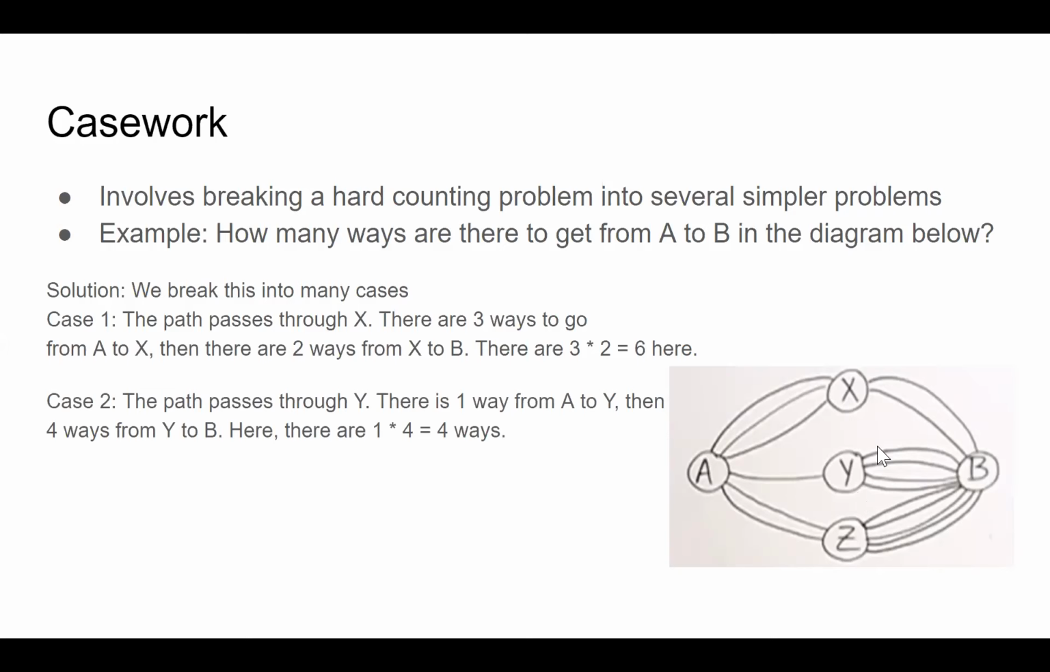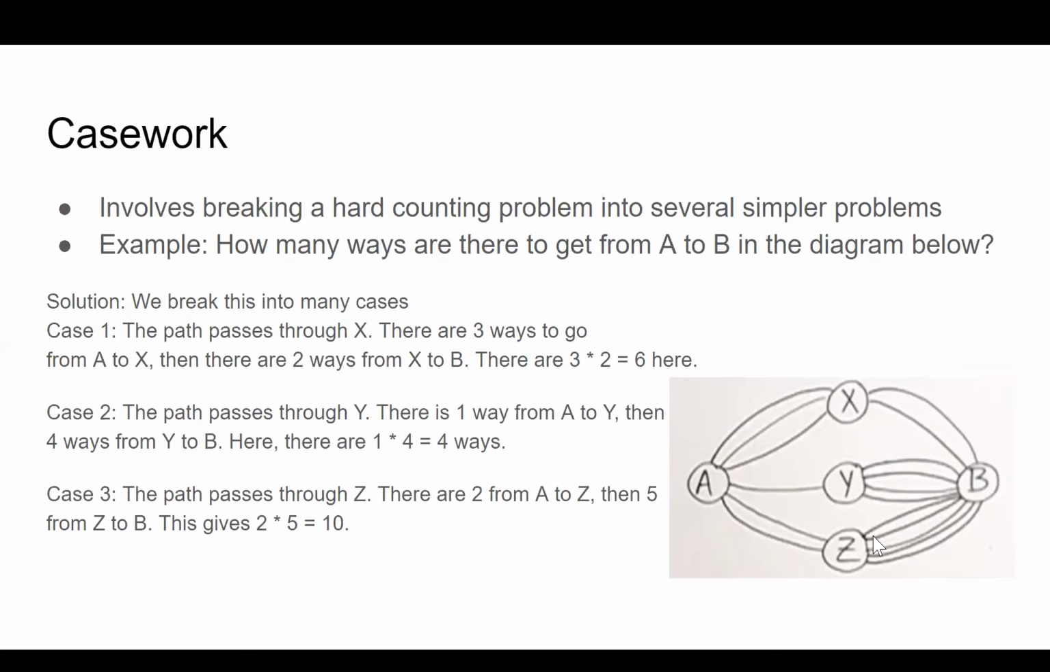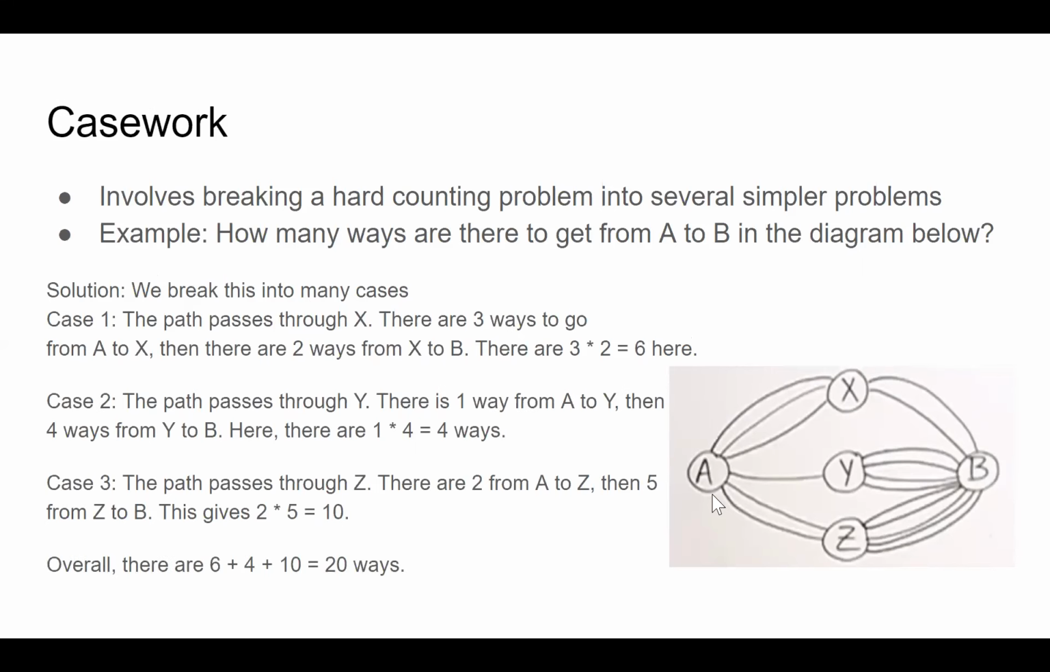The third case is if it goes through Z. And here we do the same thing. It's just 2 times 5, which is 10. And to get the final answer, you just add all 3 numbers together. And this is the same answer that somebody got earlier.